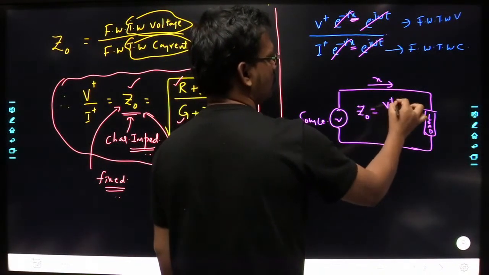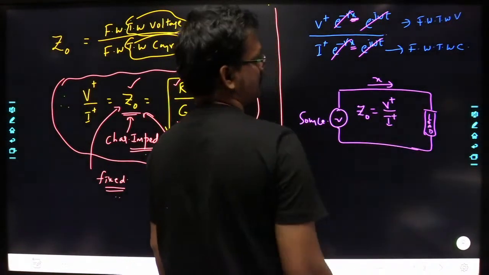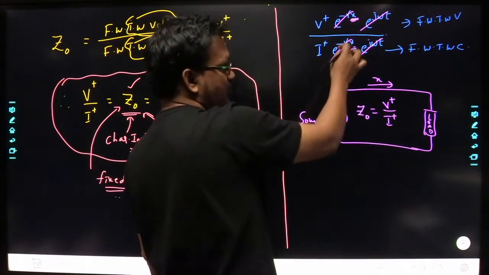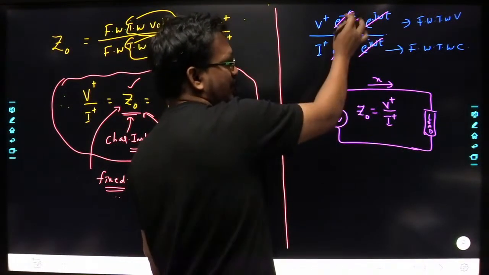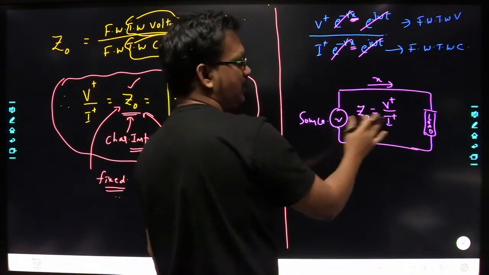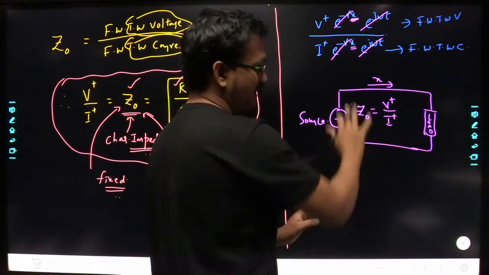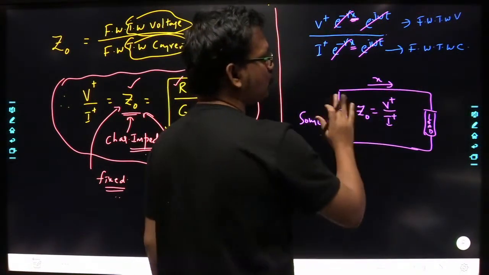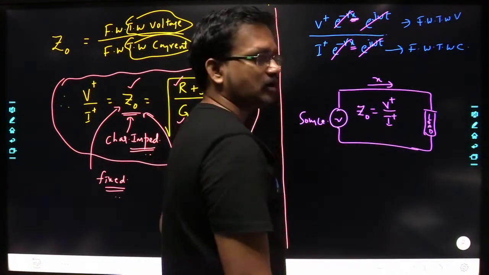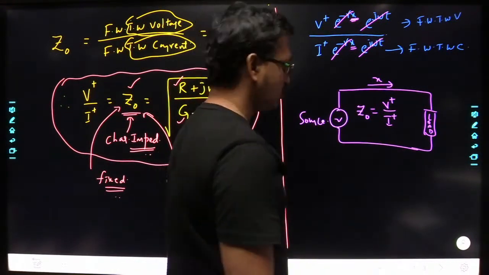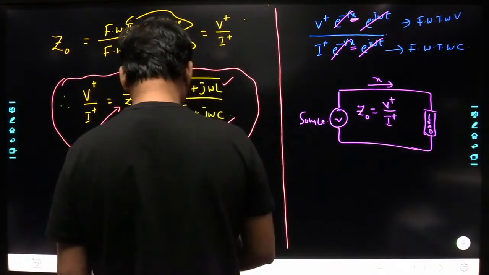V plus by I plus. So e power minus gamma x will get cancelled. That means it is becoming independent of x. Understood? So it is not going to vary as you move along the transmission line. Right? Okay. So this is what we have seen here.